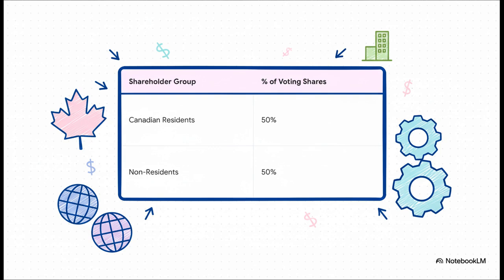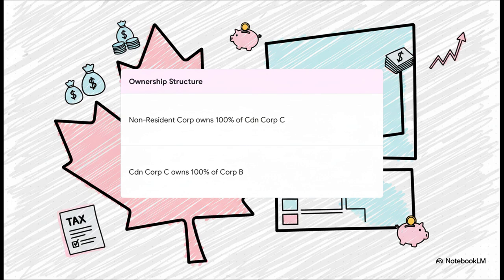The non-residents don't have more than 50% of the votes, so they don't legally control the company. Pretty interesting, right? Okay, this next one is a perfect example of indirect control. So Corporation B is 100% owned by a Canadian company, Corp C. Seems okay so far, but Corp C is 100% owned by a non-resident. The Canada Revenue Agency looks right through the entire ownership chain, and because control ultimately rests with a non-resident, Corporation B is not a CCPC. You gotta follow the chain of command.